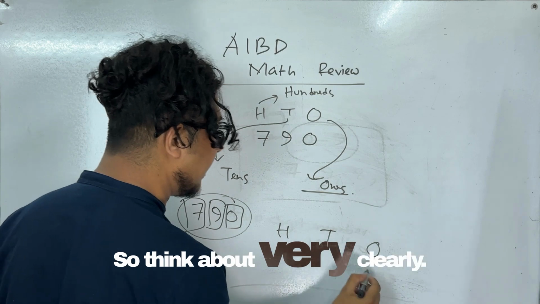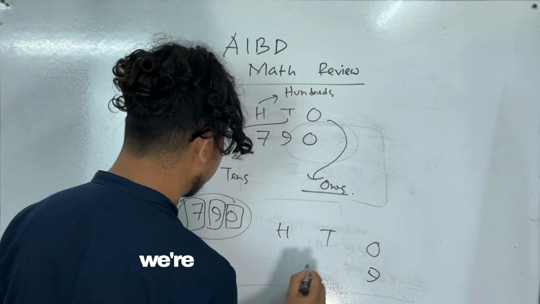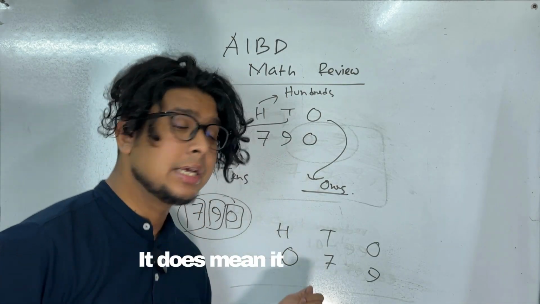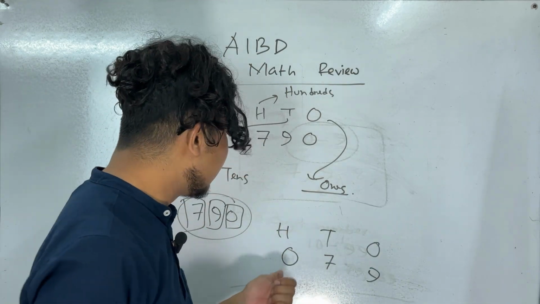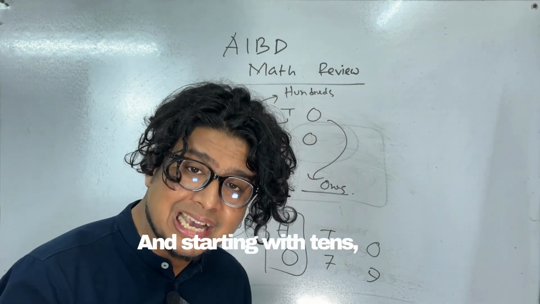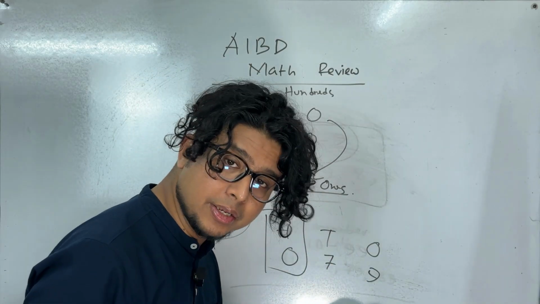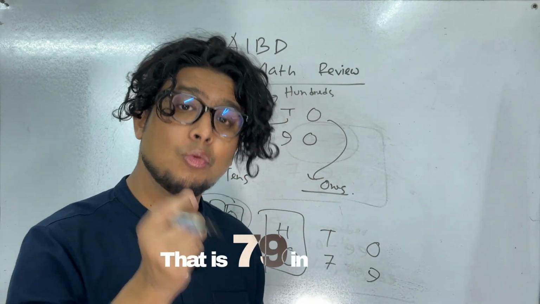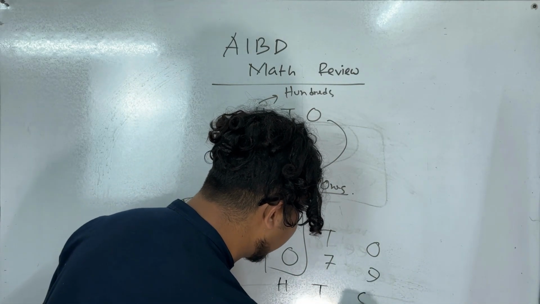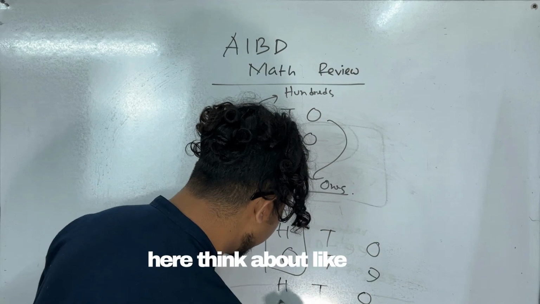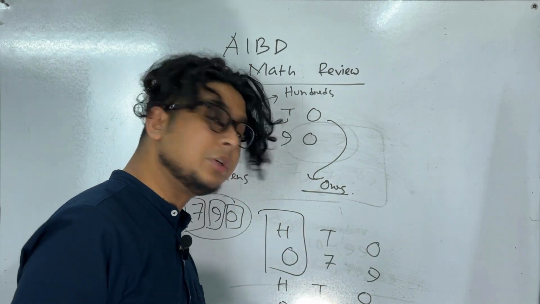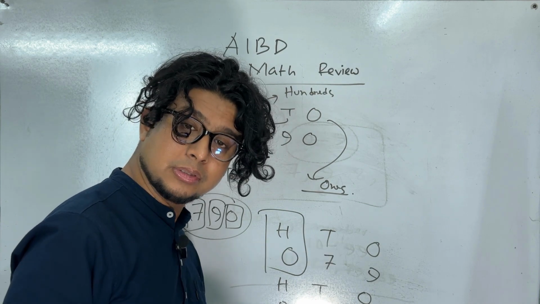So think about it very clearly. We're going to put 9 here, we're going to put 7 here, we're going to put 0 here. So it does mean it is only a two-digit number. There is no value for hundreds here. Starting with tens, that is 79. That is 79 in words. Again, if we really want to put here 970, it is also possible.